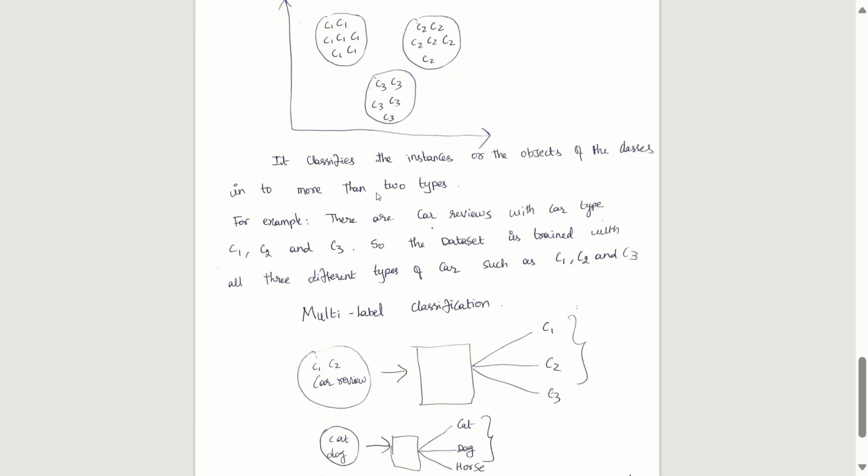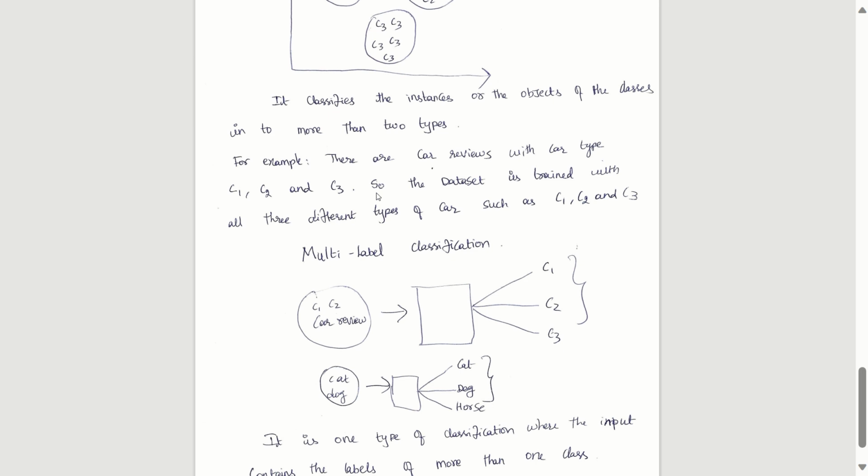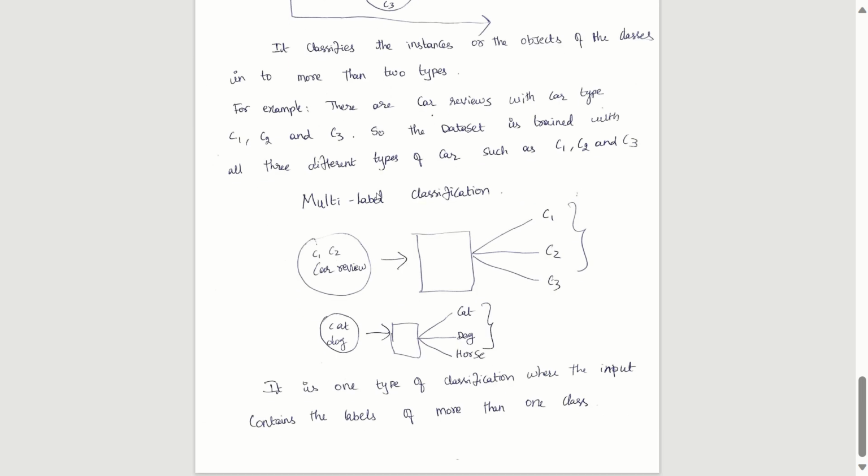And let's move to the last one, which is multi-label classification. Here you can see it is one type of classification where the input plays a role as well. Similar to multi-class, we have three different class types, but here the input contains a combination of two classes. Say C1, C2 car reviews are inside this input label, and the output will of course combine the classes C1 and C2.